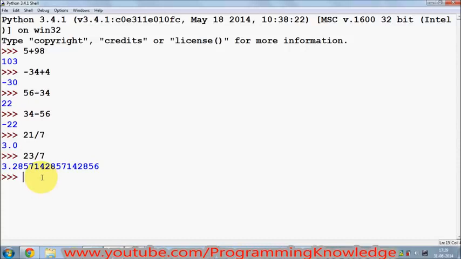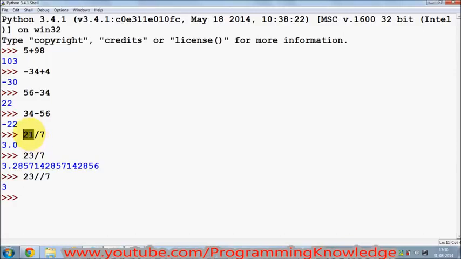Now for example, you don't want these decimal values after the division. You just want to see the whole value, the integer. What you can do is write 23 double slash 7, and this will give you the whole number, which is 3. Okay, so this number is an integer. And what is an integer? An integer is a whole number, right?